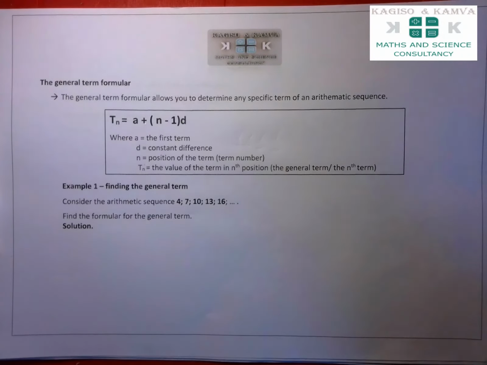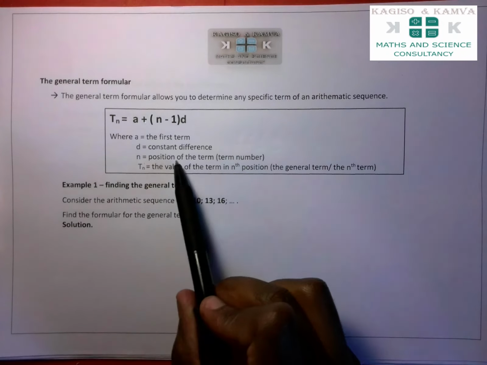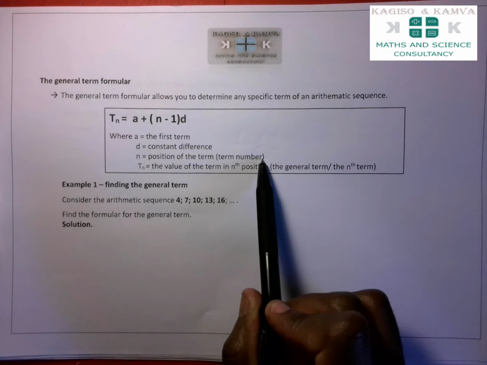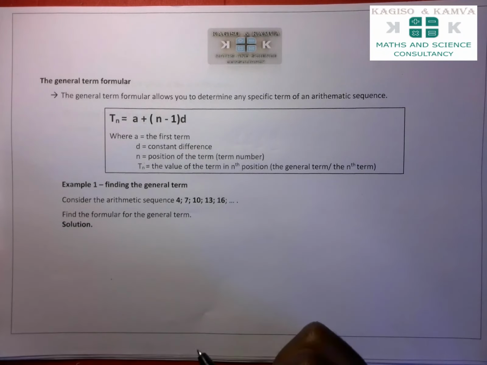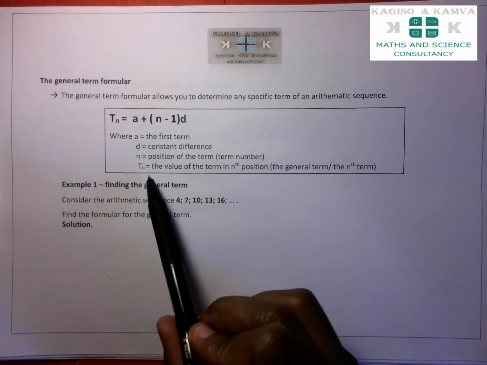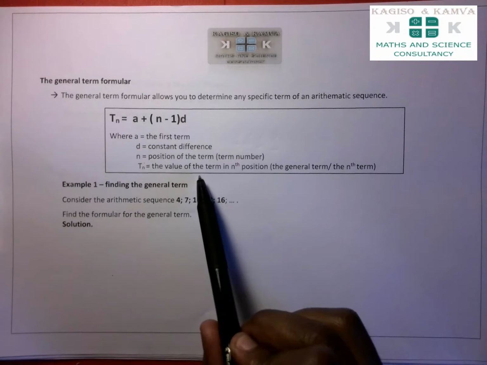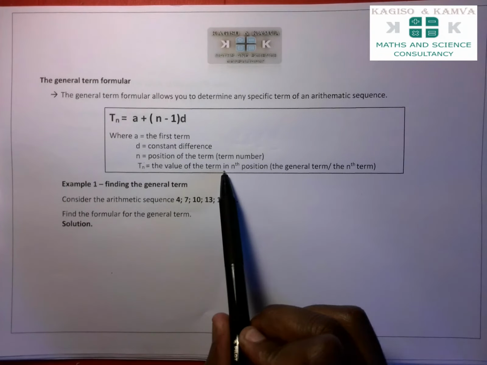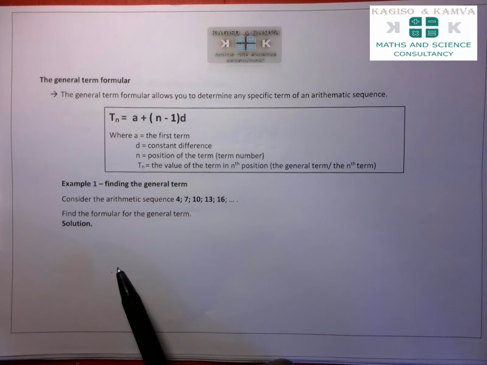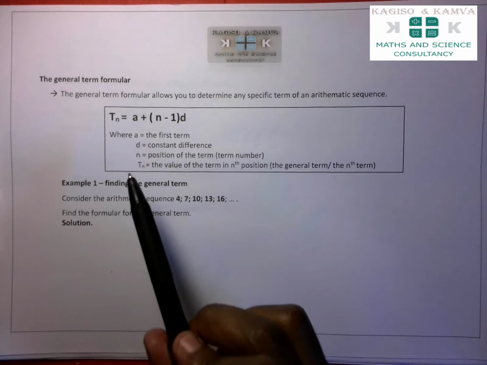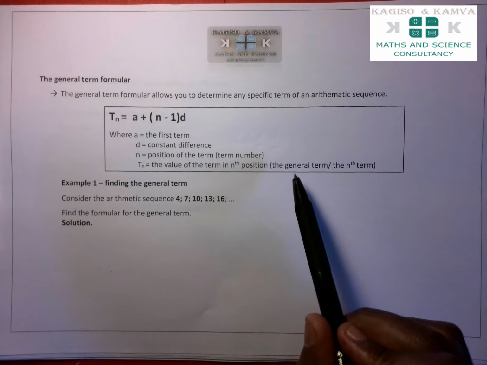n is the position of the term, which is the term number. That one I have already explained. Now Tn, what is Tn? It is the value of the term in the nth position, on that particular position. Maybe position number 1, the value is 4. So Tn is the general term or the nth term.